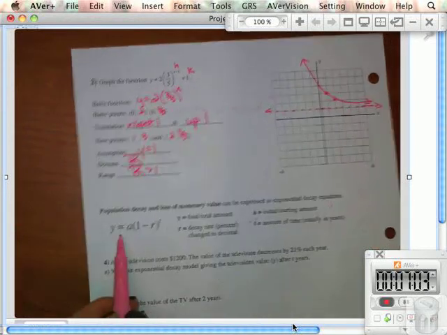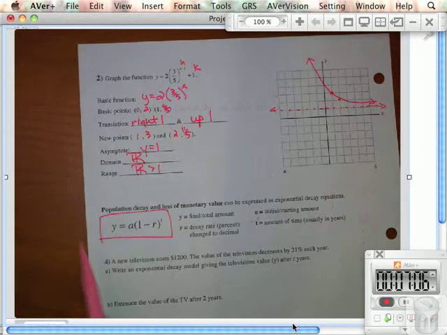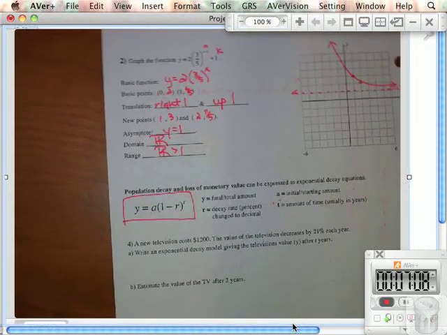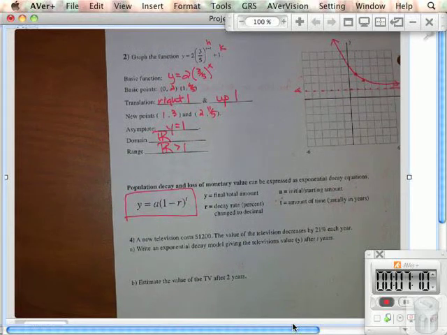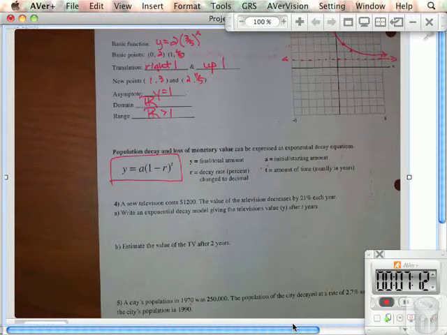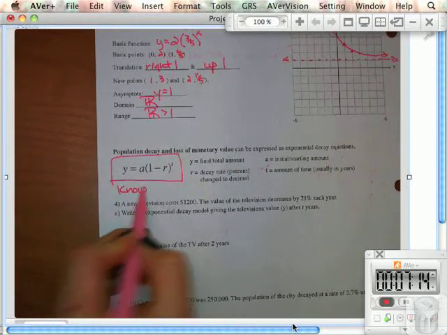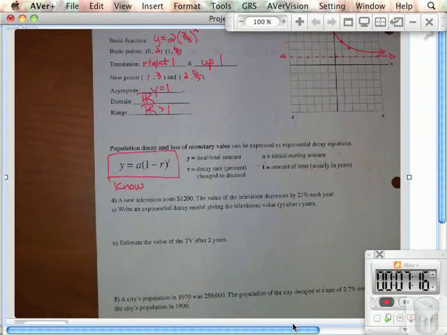All right, you got to know the exponential population decay, money loss. You may lose money someday. You need to know this one as well. It's not all that different, really. It's just a minus in there.